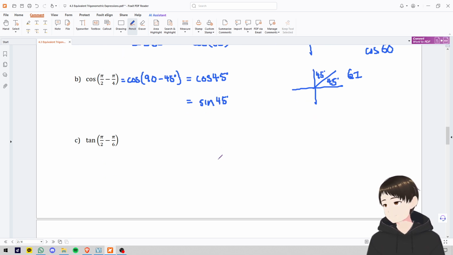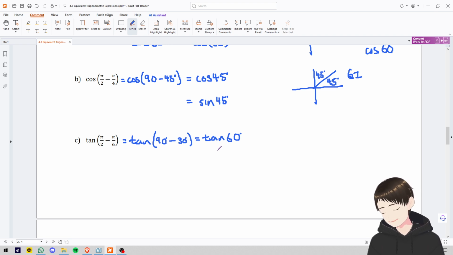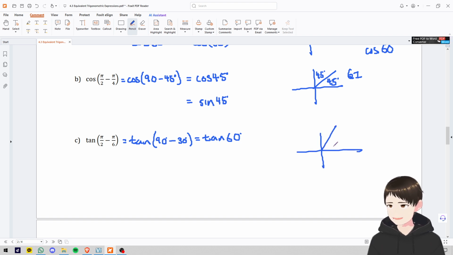Let's do one more. Tangent. This is 90 degrees minus 30 degrees. In other words, what is the correlated, or equivalent, trigonometric expression for tan 60? Well, 60 is about there. The angle that I make with the y-axis is 30, so the correlated angle would be 30 degrees. What is the co-ratio for tangent? It would be cotangent. They are equivalent.